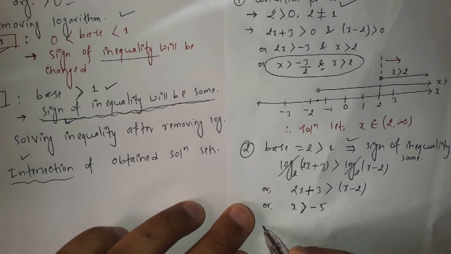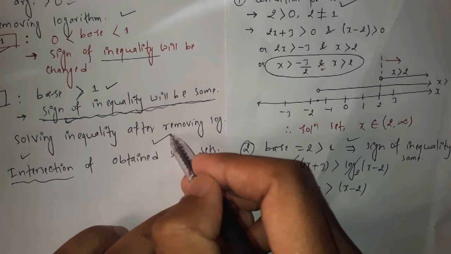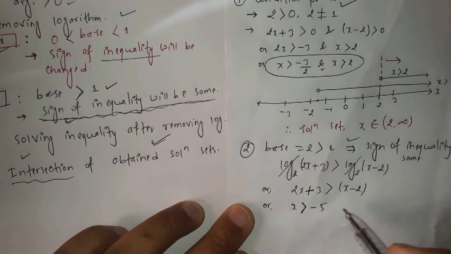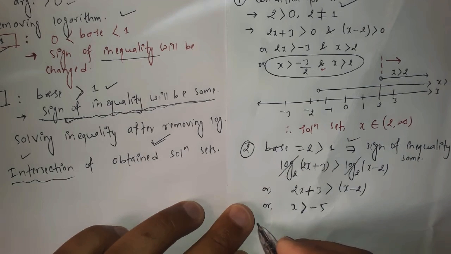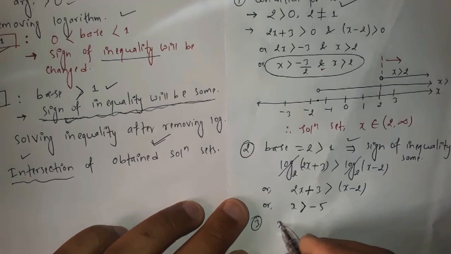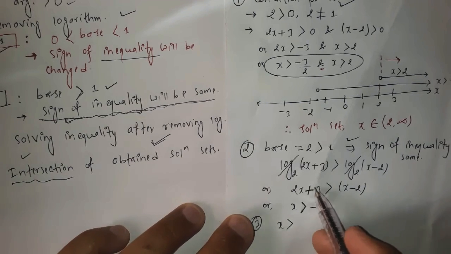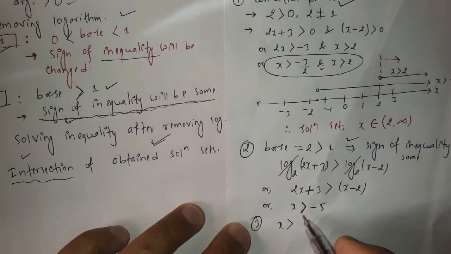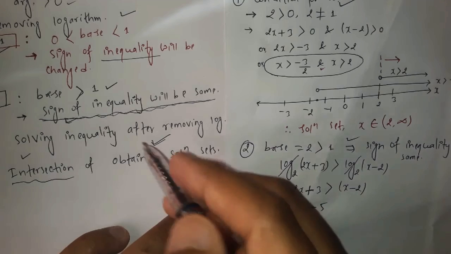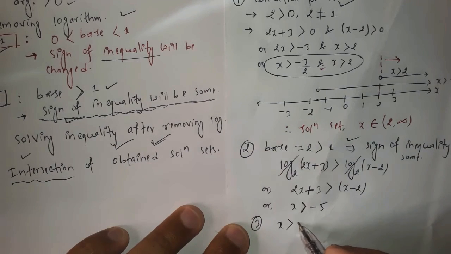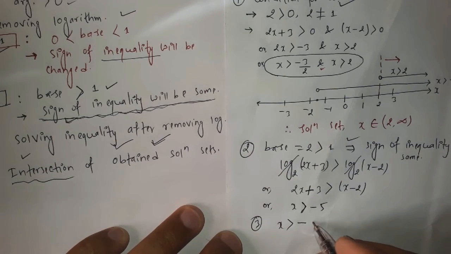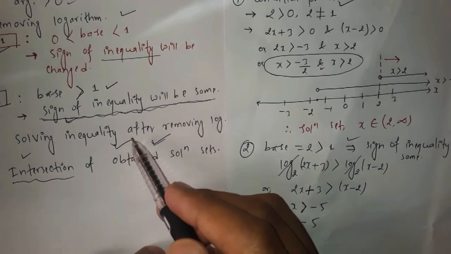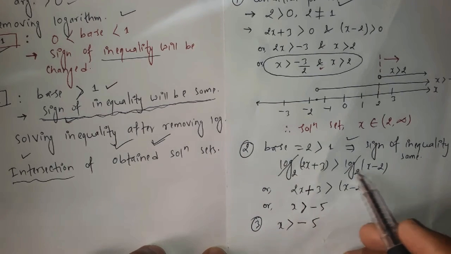This is the third step: solving the inequality after removing the logarithm. Here we obtain the value of x more than negative 5.